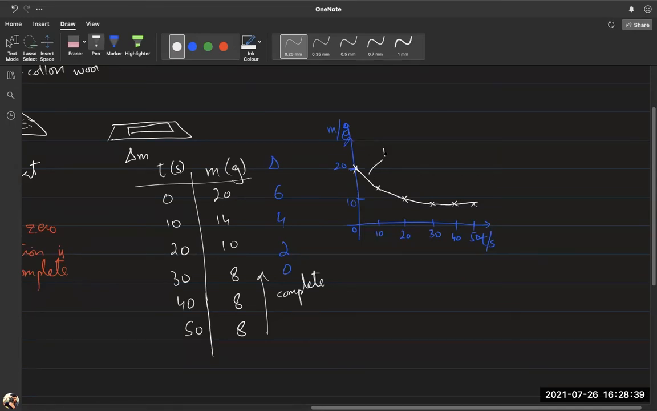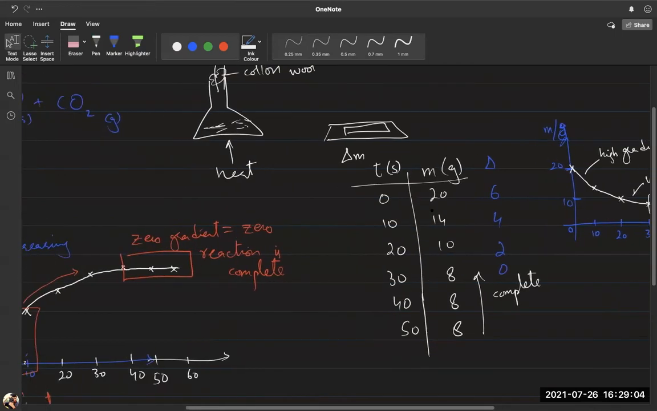Again, there is a high gradient here and a low gradient here, as you can see. So this is showing that the gradient is falling down. And over here, the gradient is 0. So that means the reaction is complete. When is it complete? The moment it becomes a horizontal line. So that is when I know the reaction is complete. So this is the first part of this chapter, how you can measure the rate.